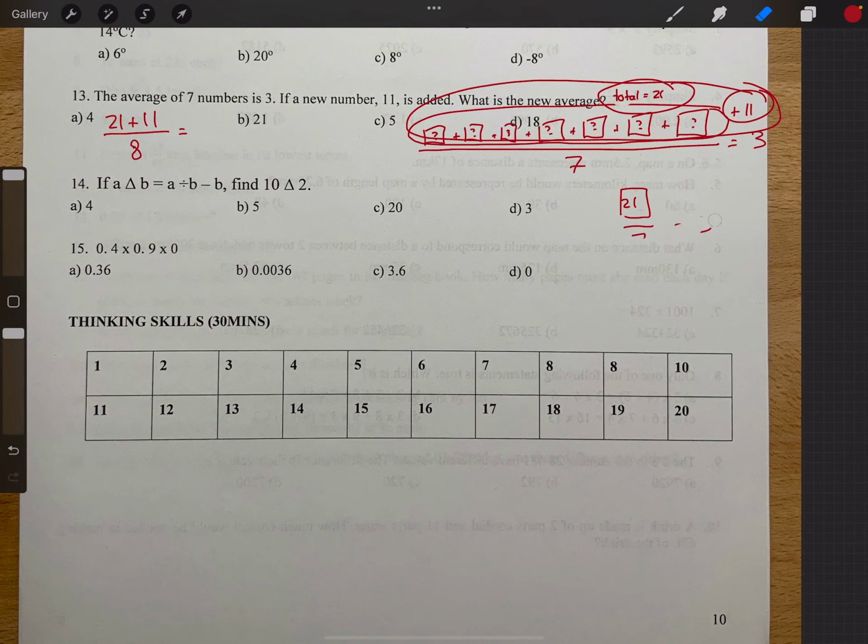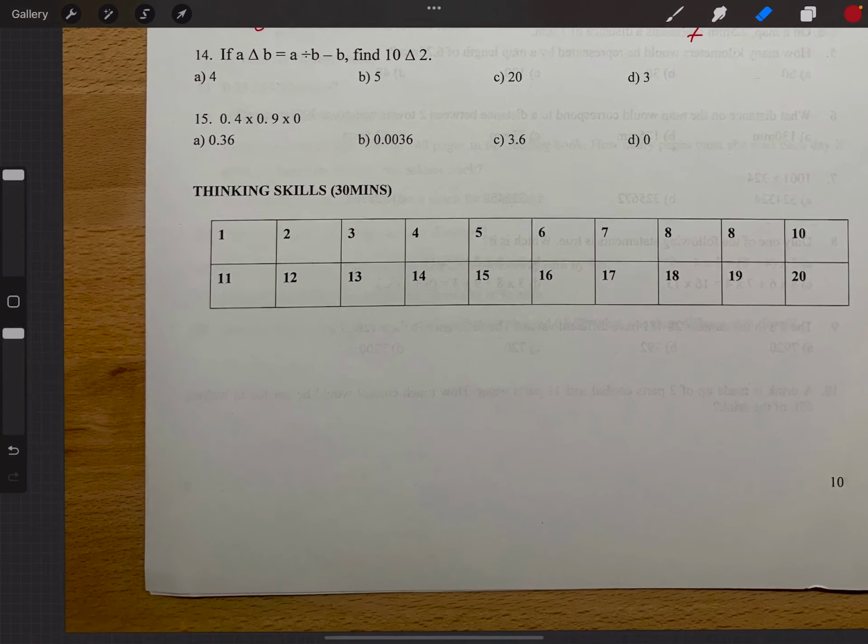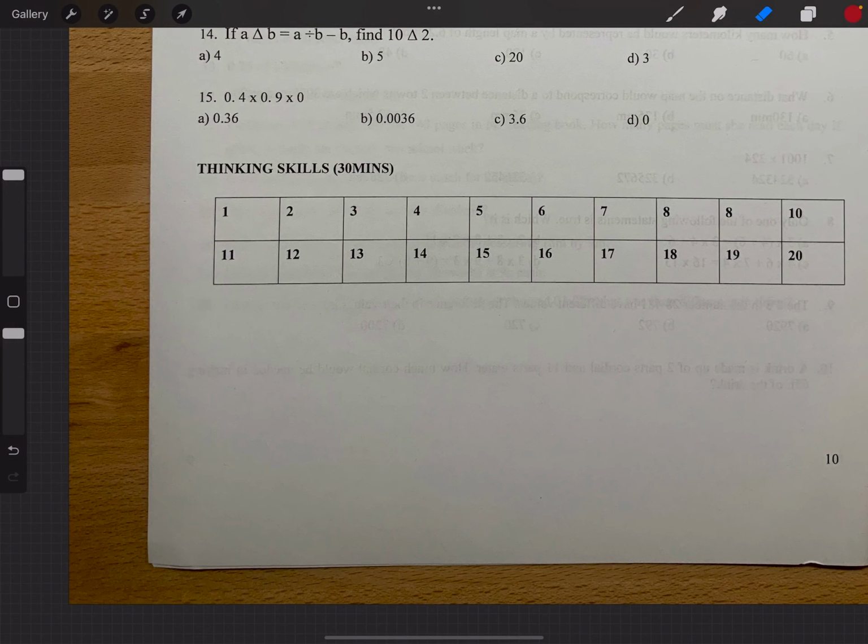All right, question 14. Now it says if A triangle B is equal to A divided by B minus B, find 10 triangle 2. So I'm going to write it down here, question 14. If A triangle B is equal to A divided by B minus B, what is 10 triangle 2? Every time you see an A, you're going to think it's a 10. When you see B, you're going to think it's a 2. So we put divided by 2 minus B again, so minus 2.